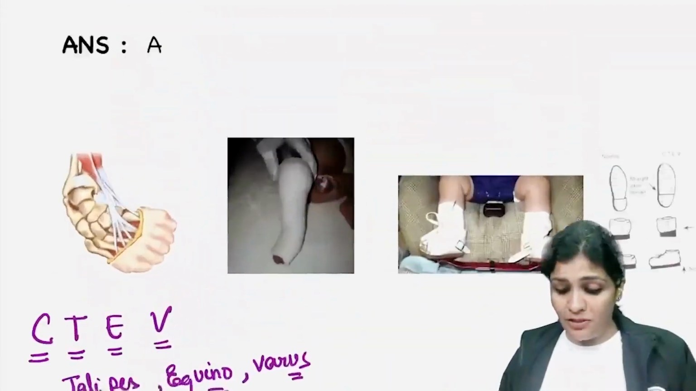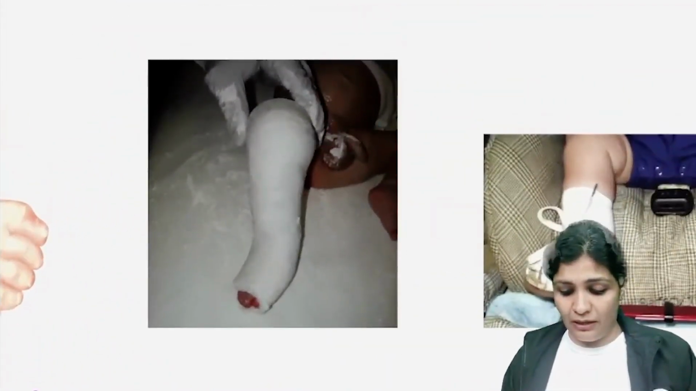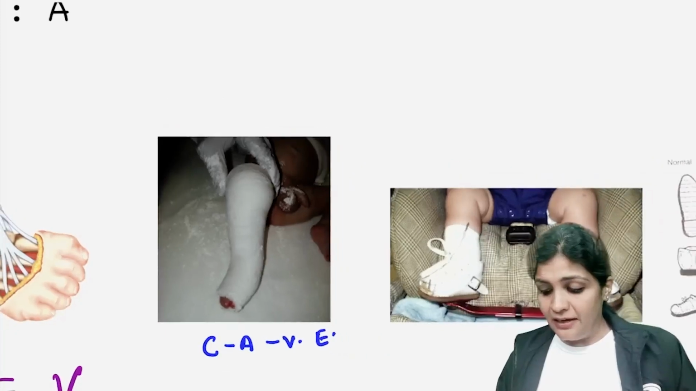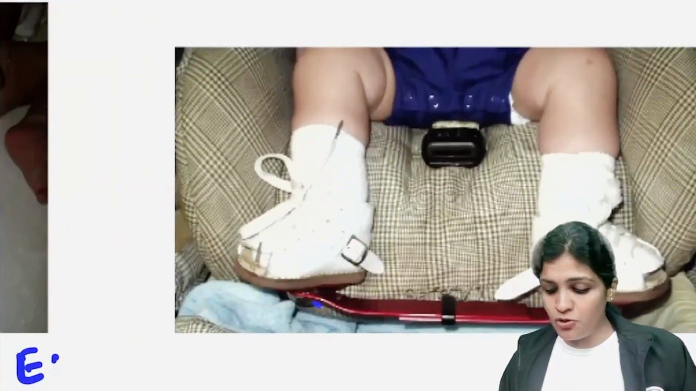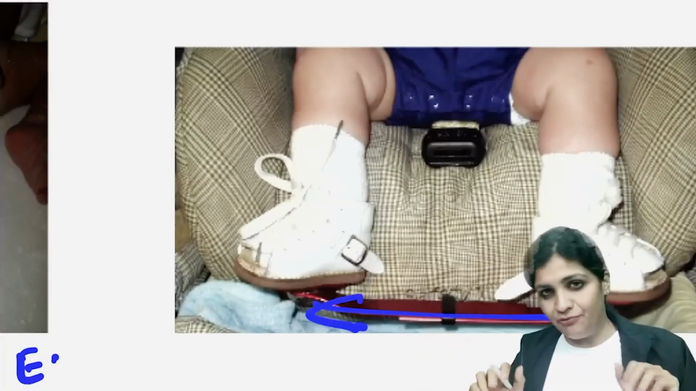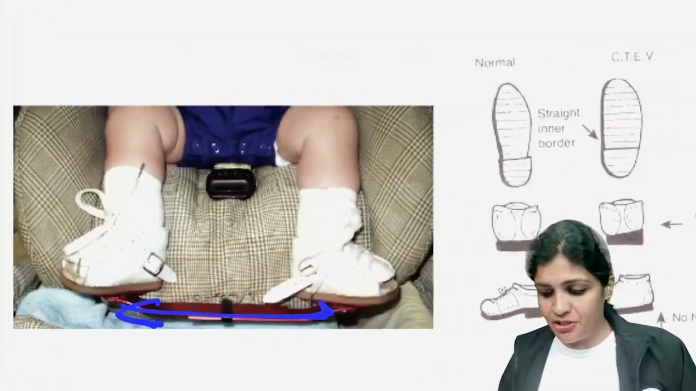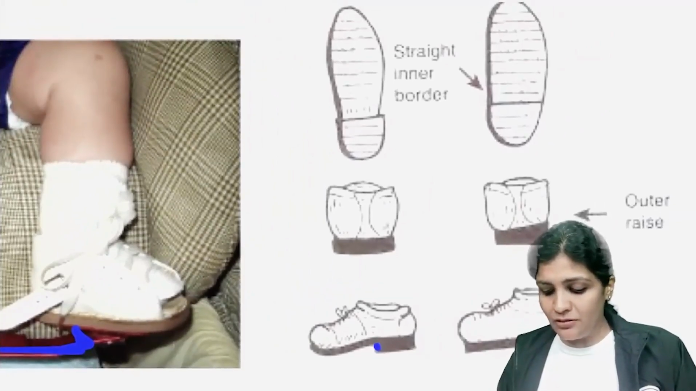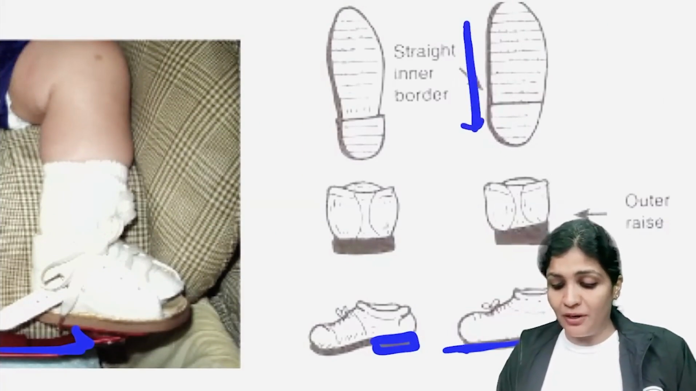So this is the serial casing I was talking about. Here you correct CAVE. Then this is the Dennis Brown splint. These are the small shoes connected by the rod. This puts the foot in abduction. Then you give this shoe with no separate heel, and the inner border should be straight like this.